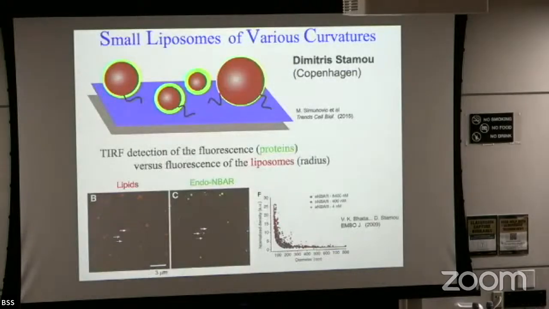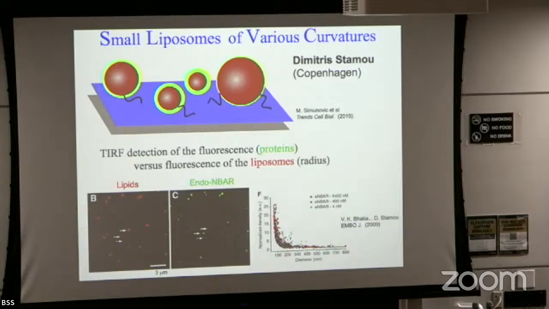Right. So another way to do it, I'm not going to detail that, but it has been done by Dimitri Stamou. You could also imagine that you can prepare vesicles with different sizes. You could tether them on a surface. You could have exactly the same thing, red lipid and green proteins, and you could measure the fluorescence of the vesicles in green, normalized by the fluorescence in red, as a function of the fluorescence of the lipids, which is proportional to the diameter of the vesicle. And this is what was done for some BAR domain by Dimitri Stamou.